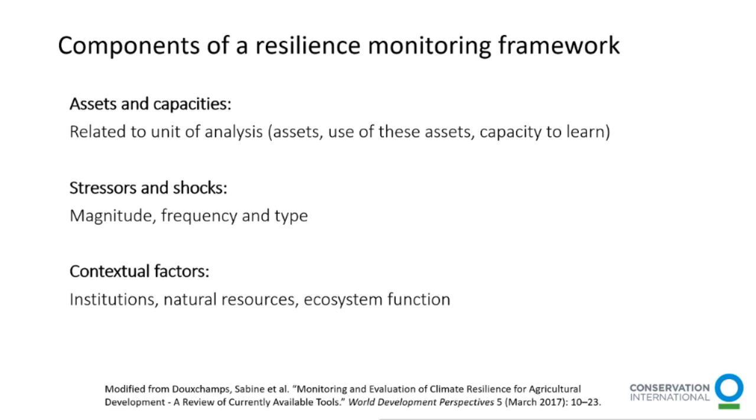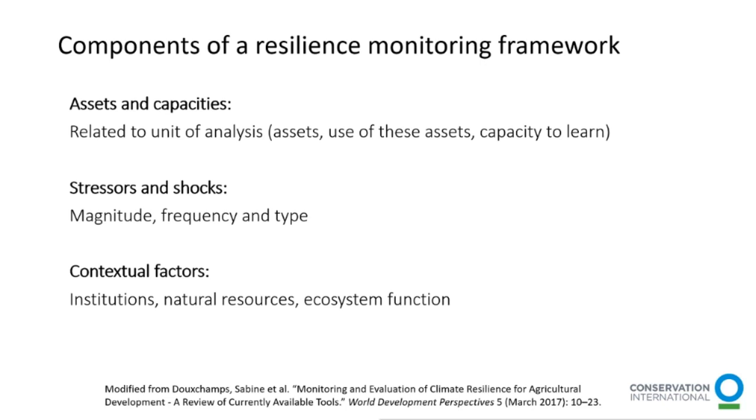So for example, I've said a lot about the stressors and shocks to which a system might be exposed. It's important that within a framework aimed at monitoring resilience, we also have indicators related to the stressors and shocks themselves so that we can understand the magnitude, frequency, and type of stressors and shocks that the unit of analysis is exposed to. So again, the unit of analysis, when I say that, I just mean what is that? Is that an individual? Is that a household? Is that an organization? Again, this is all going to depend on the project type.